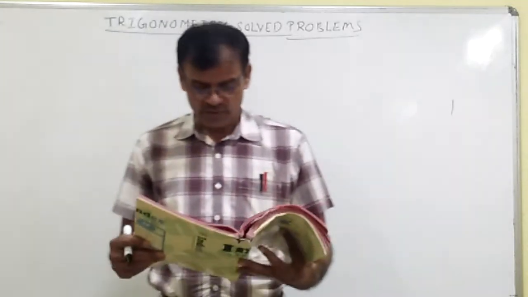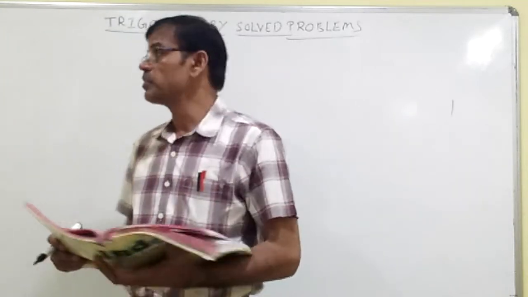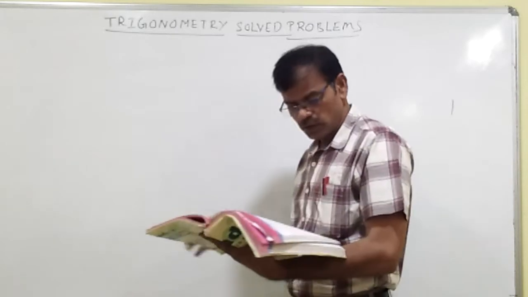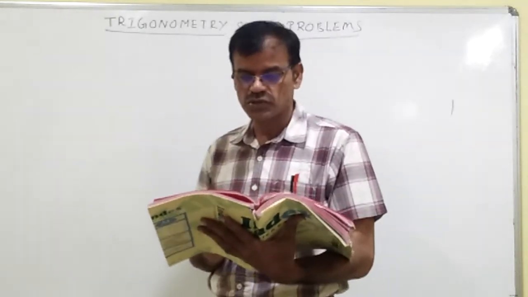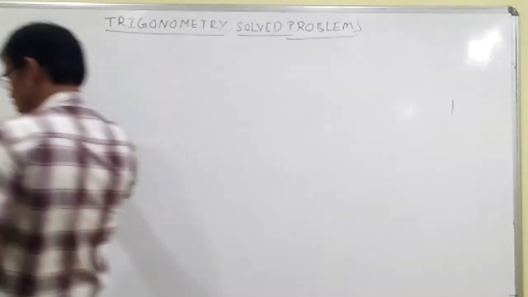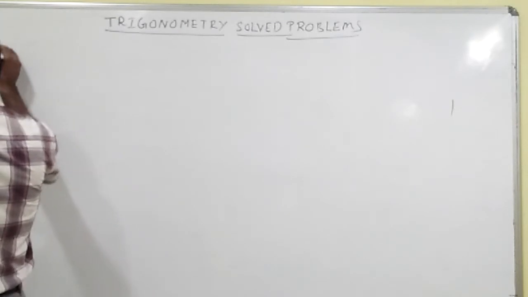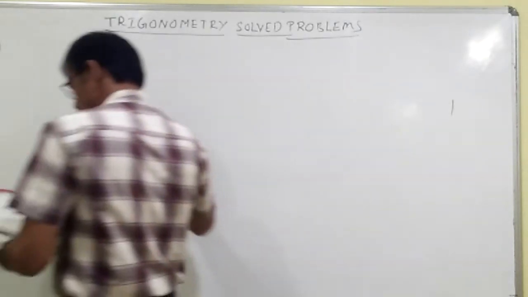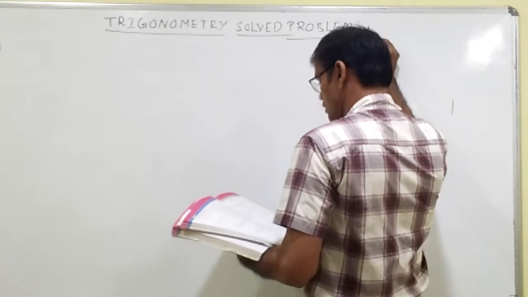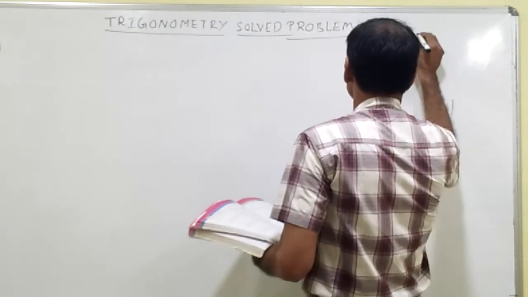Dear students, in yesterday's class on solved problems in the trigonometry chapter, we discussed up to 4 examples. Let us discuss example number 5 today, on page number 277. Solved problems are on page number 277.